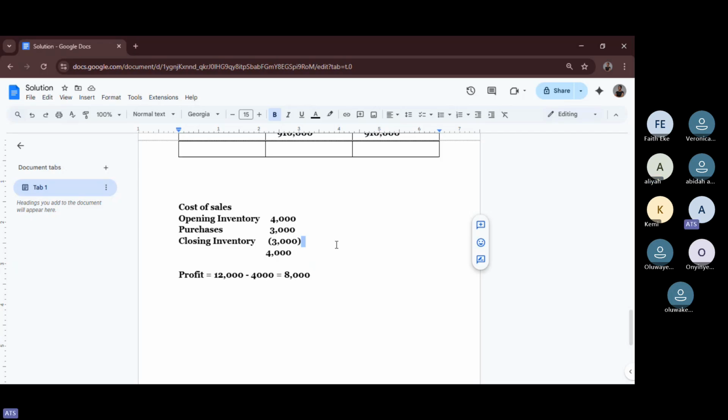Now, lastly, you have appropriation of profits. This last thing you add: appropriation of profits. These are things like dividend, corporate tax, transfer to reserves, all those things that bite out of profits in financial accounting but don't happen in cost accounting. You add them back.